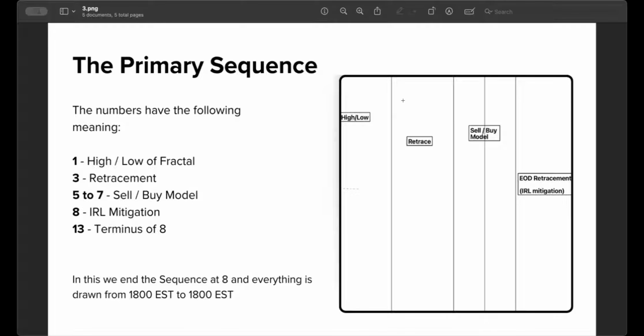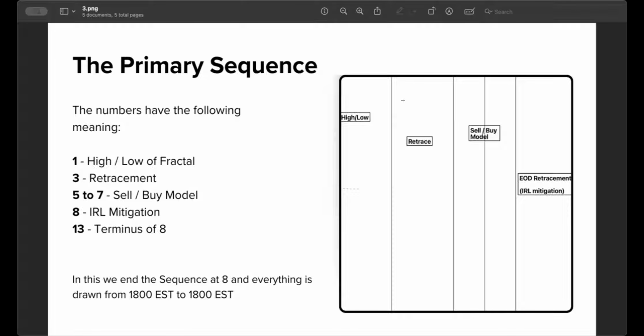Now look, I say number 5 to 7. I'm giving you a scope, a range of time, because of course, a sell or buy model for the entire day is not going to happen in one candle. Only in news events, but it's not going to happen in one candle. So number 5 to 7 is going to be a sell or buy model. Number 8 is going to be the internal range mitigation or the end of day reversal or retracement, whatever. At the end of the day, you don't give a shit. And number 13 is a terminus of 8, which we don't really have to focus on.